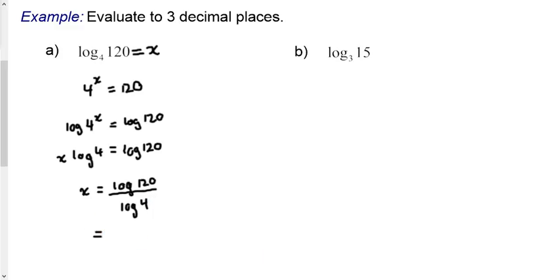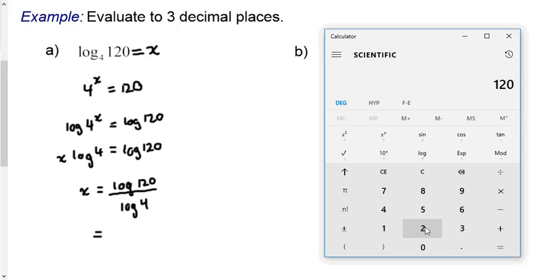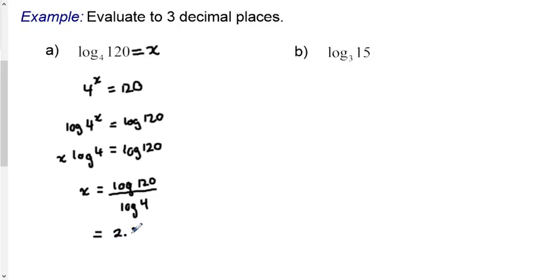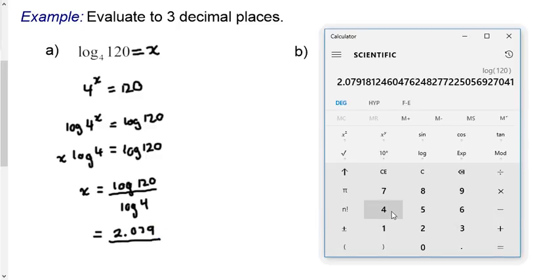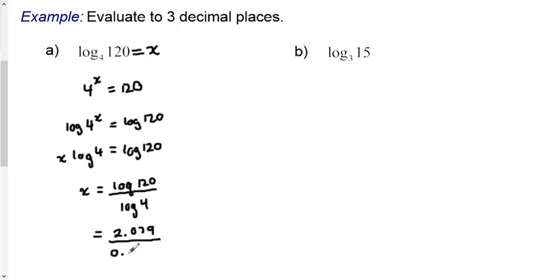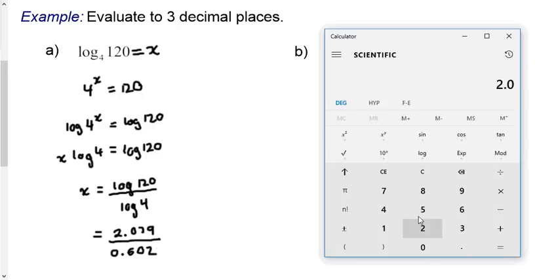So I'll go ahead and grab a calculator now, and I'll say 120 log, and I need 3 decimal places here. So it says 2.079. So that's what I'll use for the top. And if I take the log of 4, I get 0.602. So I'll use that for my denominator. Now dividing those, 2.079 divided by 0.602, I get a value of 3.453.